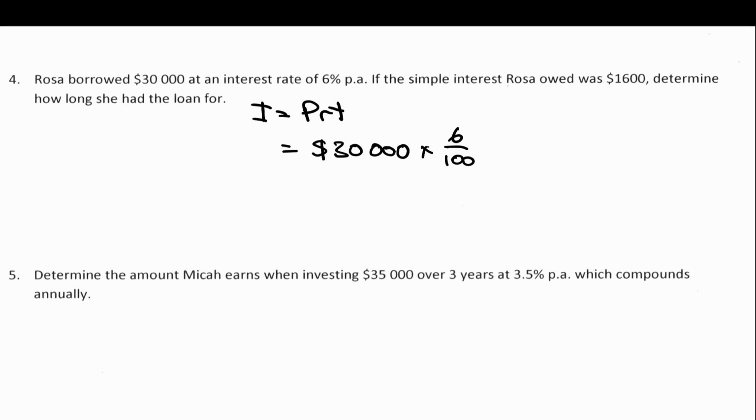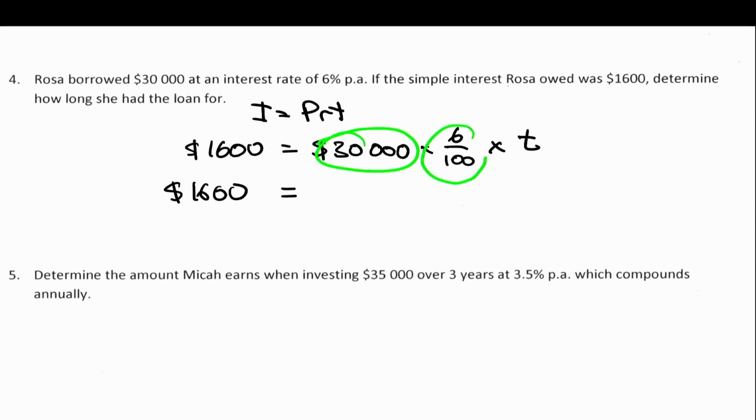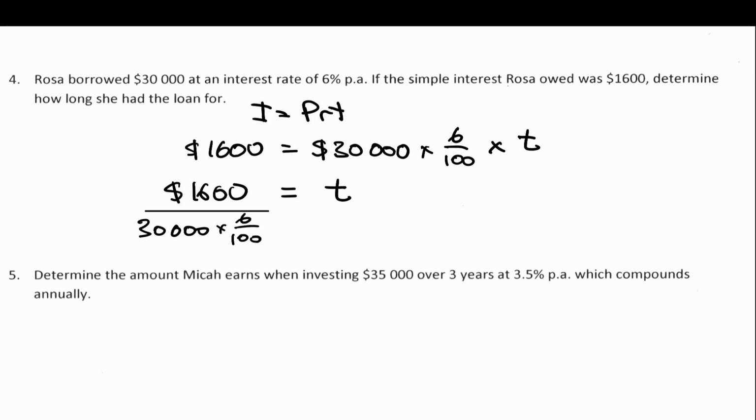We've got the interest owed, so this is asking us to find time, because it says how long did she have the loan for, so we leave the time there, and the interest that was owed was $1,600. This time we divide both sides by the 30,000 and the 6 over 100, leaving us with T on this side and 1,600 over 30,000 times 6 over 100.